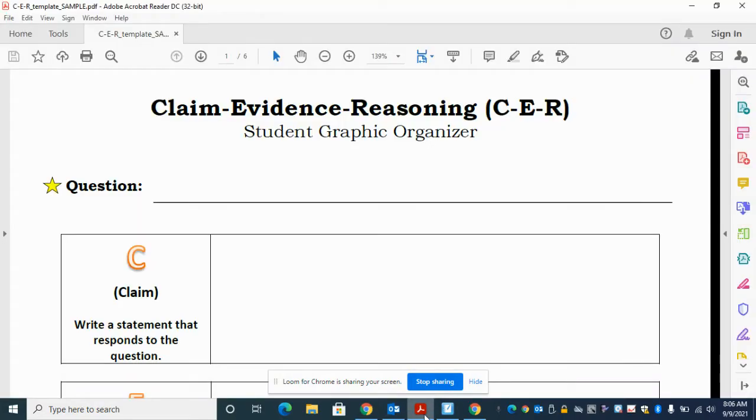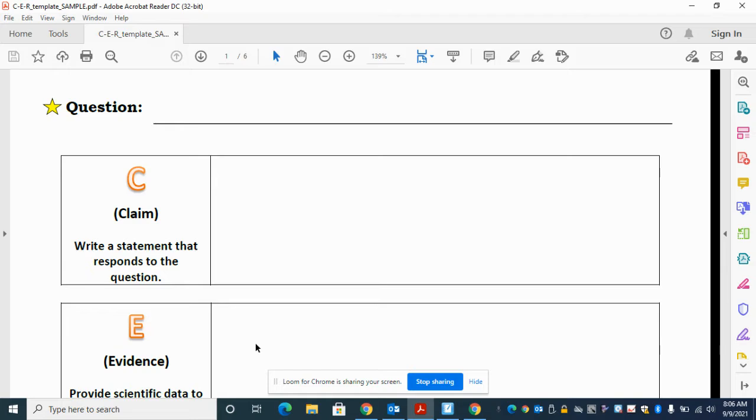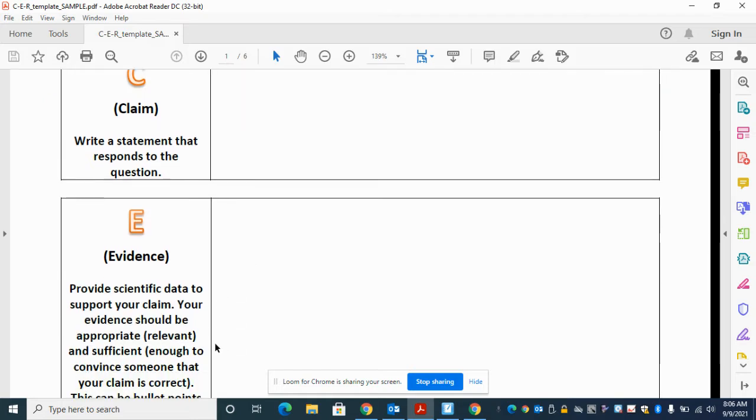Hey kiddos, today we're going to talk about something called claim, evidence, and reasoning, CER for short. The first letter in the CER framework stands for claim. In science, we make claims to respond to certain questions. After we make that claim, we have to have evidence that supports it. We have to have data or research that really supports that statement we make.